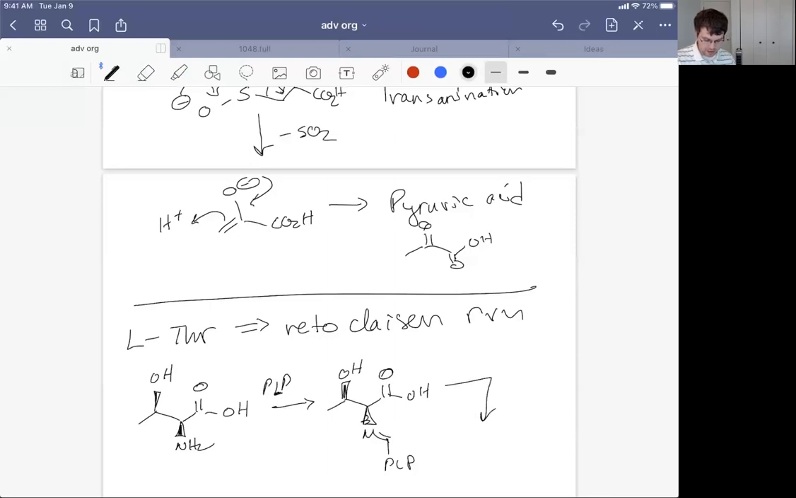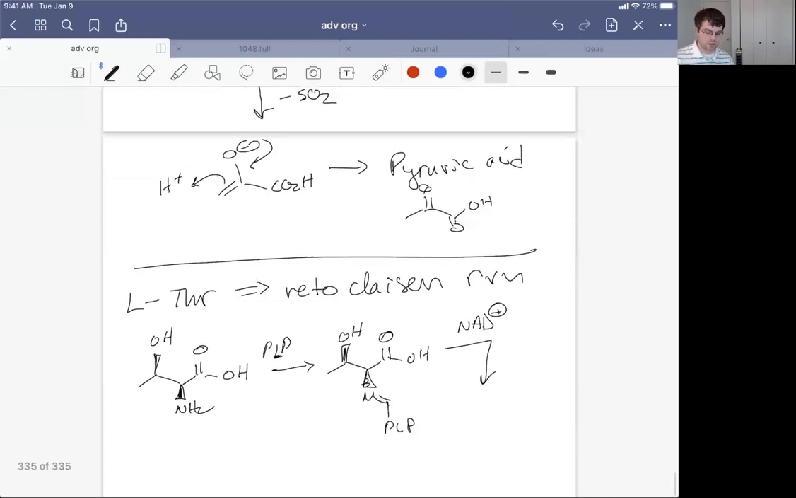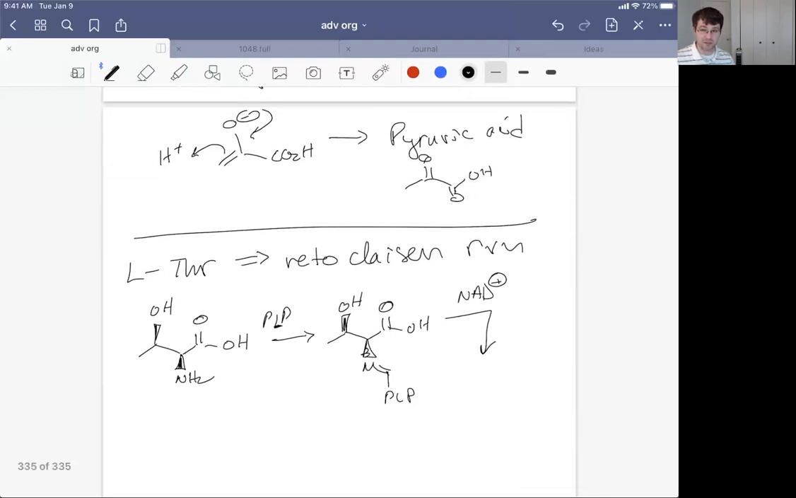And then we're going to react this with NAD+ to do an oxidation. Remember, when we don't write the H, that means it needs an H, which means that gets reduced, which means our substrate gets oxidized. So we're going to oxidize the beta hydroxy position to a beta keto group to make this species.